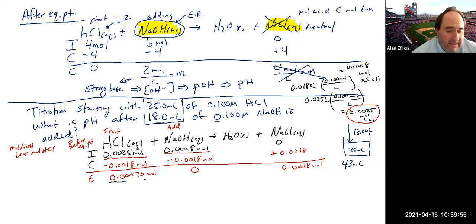We're going to convert that to liters and divide by that number here, which would be 0.043 liters. And if we do that, 0.0007 divided by 0.043 gets us a concentration here of 0.0163, we'll call it. This guy here gives us a concentration of 0.0419 molar, right? This is molar.